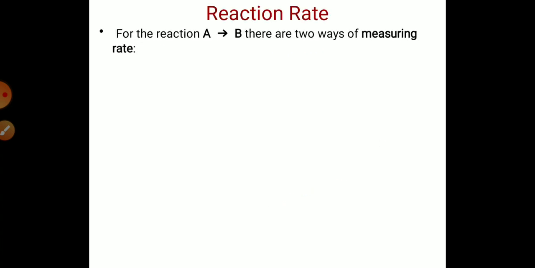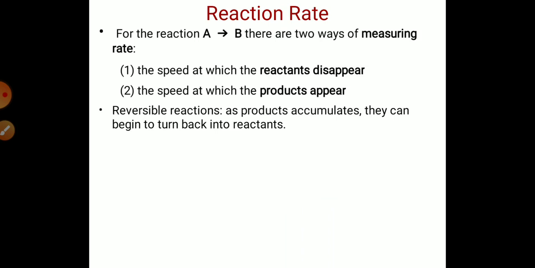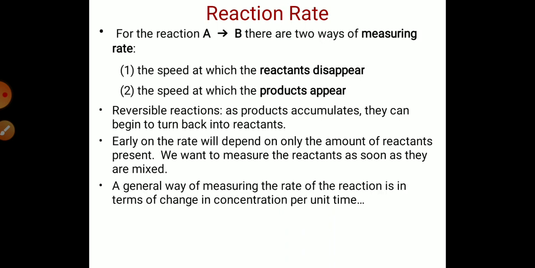Now for the reaction in which A converts into B, there are two ways to measure the rate of reaction. First is the speed at which the reactants disappear. Second is the speed at which the product appears. In a reversible reaction, as the product accumulates, it can turn back into the reactant. So early on, the rate will depend only on the amount of the reactants present.